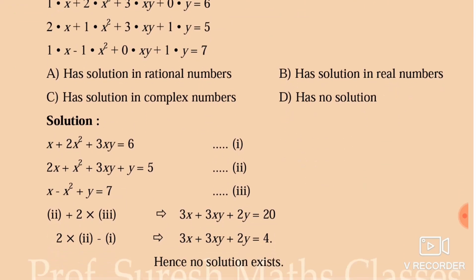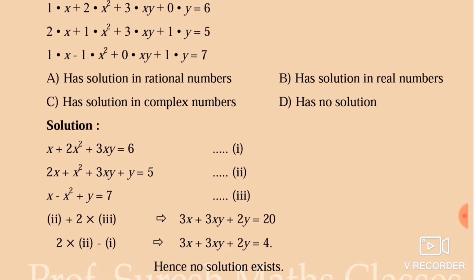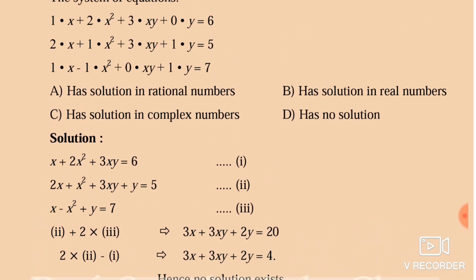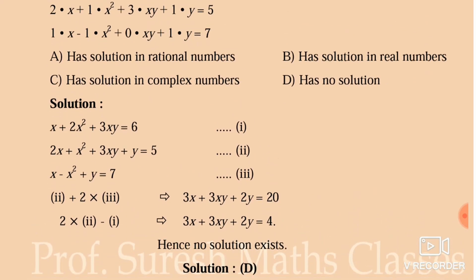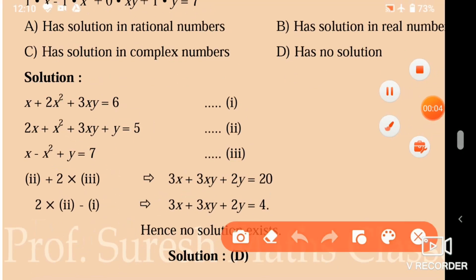See. First one, I simply write x plus 2x square plus 3xy equal to 6. Second one also. And then the third one, x minus x square plus y equal to 7. So do like this. Consider this as equation 1. First equation plus 2 into third equation. So multiply the third equation by 2. So you get 2x minus 2x square plus 2y equal to 14.